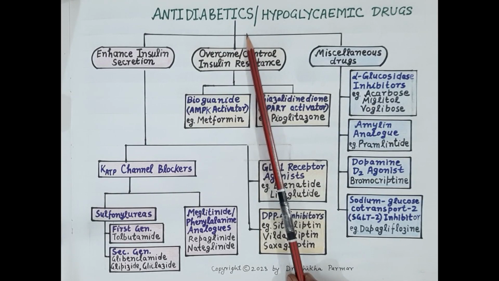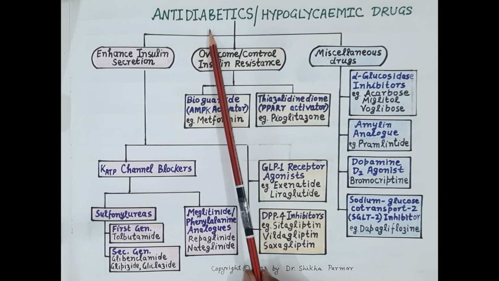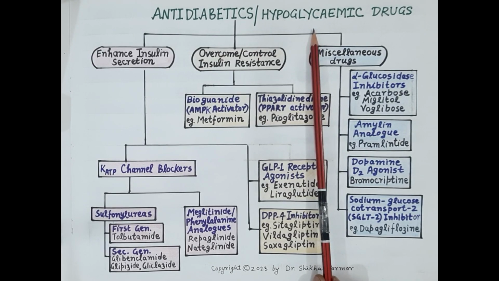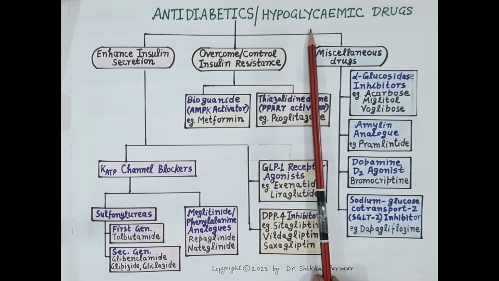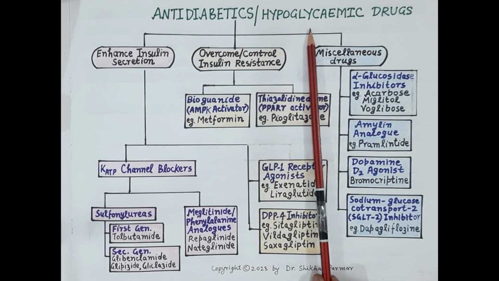Hello students, in today's video we are going to discuss pharmacology of antidiabetics or antidiabetic drugs. Antidiabetic drugs are also known as hypoglycemic drugs as these drugs reduce concentration of glucose in the blood and are used in the treatment of type 2 diabetes mellitus. Now before discussing pharmacology of antidiabetic drugs, let's quickly understand diabetes mellitus.